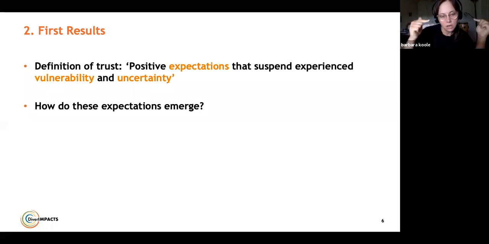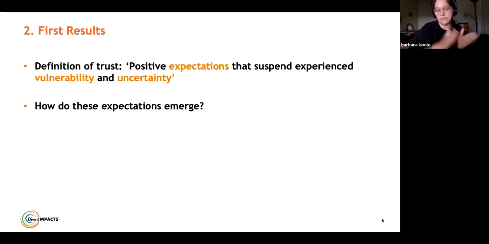Trust is always directed towards a future, and it's an expectation. You can have a lot of trust or little trust, but when you trust, you at least have a positive expectation. Vulnerability and uncertainty are also two very important aspects of this definition, because you always need to have something to lose, so to say. You need to be vulnerable in order for trust to be necessary, because when you don't have anything to lose, there's no interest to trust.